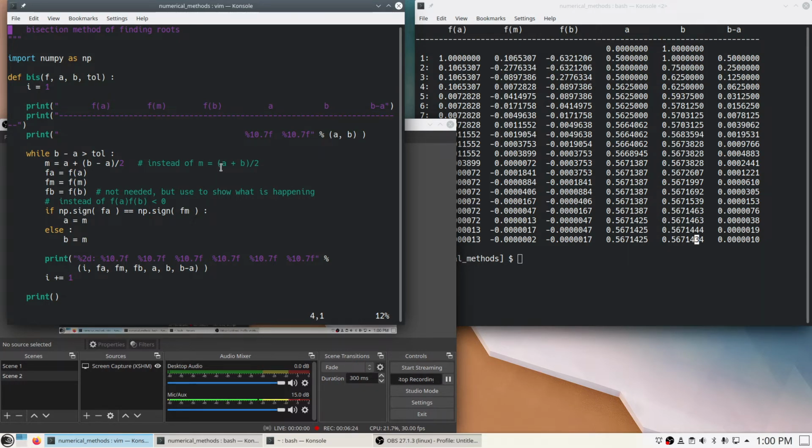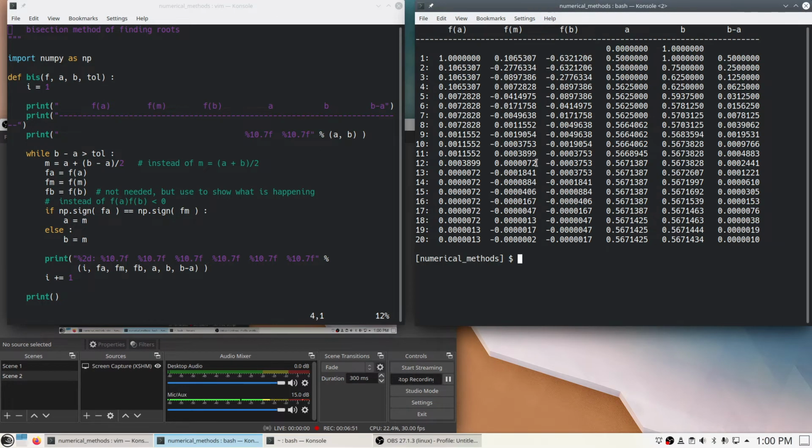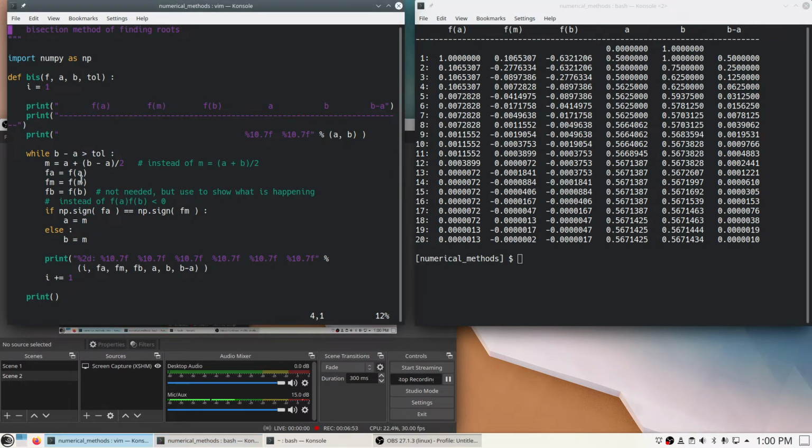And if they both had been negative numbers that were very large in magnitude, like negative 1.9 billion and negative 1.9 billion, well, now I can have underflow. So this approach reduces the opportunity to have overflow or underflow. Okay? Here's where I calculate f of A and f of M. Now, technically, I don't need to calculate f of B, but I included it so that when we look at the results over here, we can see what's happening with the function values.